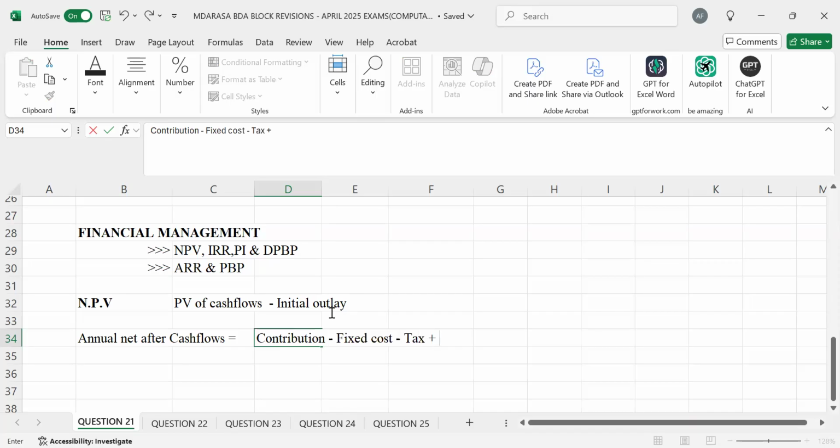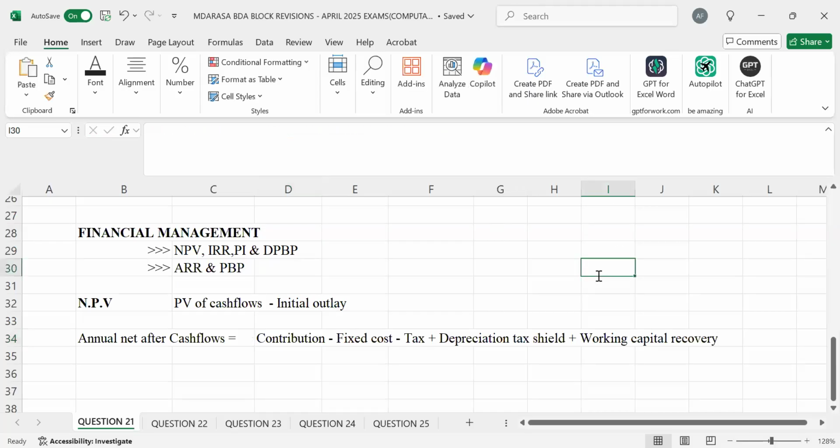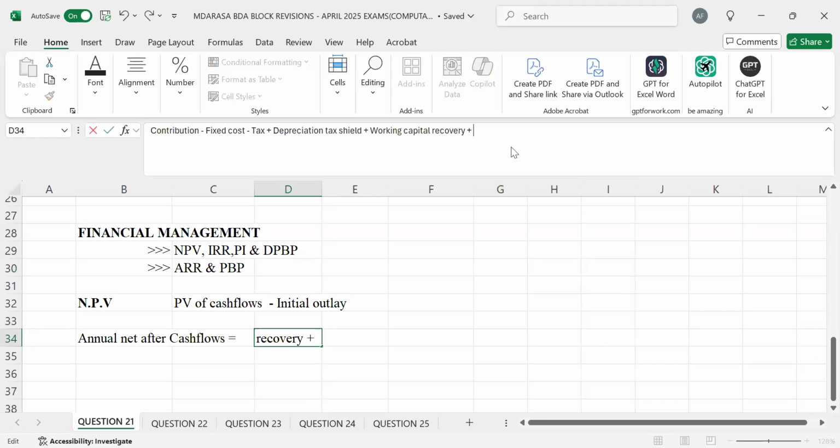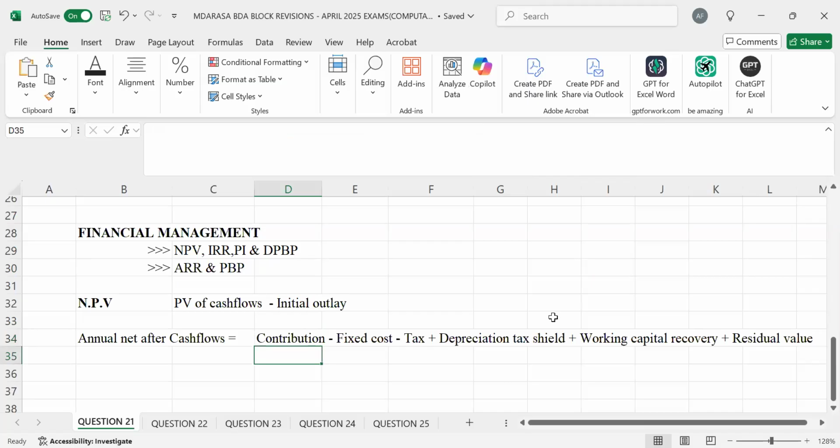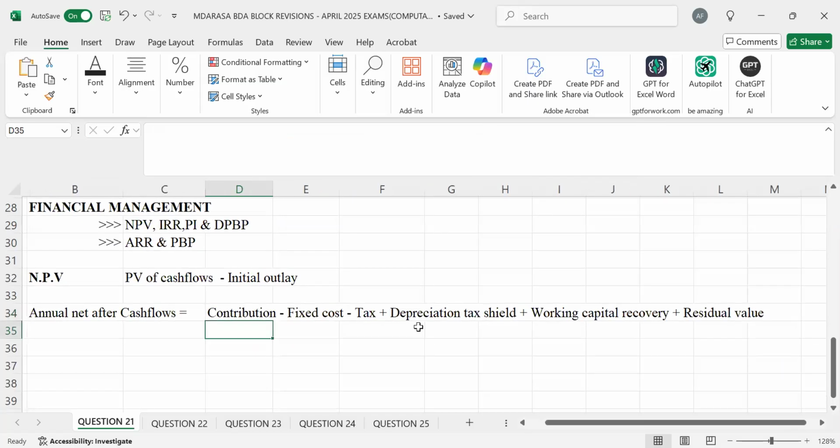We're going to add the depreciation tax shield, and any working capital recovery at the end of the period, plus of course the residual value at the end of the period. So these are what you need to understand anytime you talk about the annual net after tax cash flows.